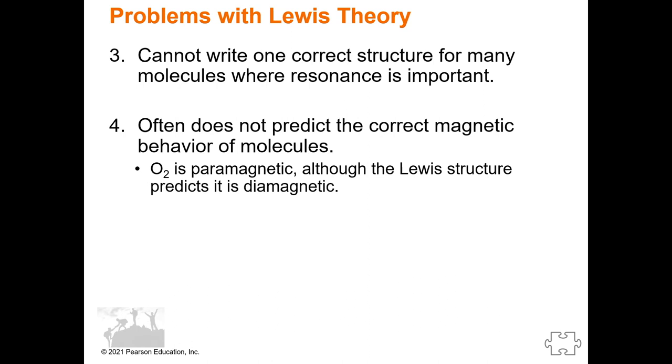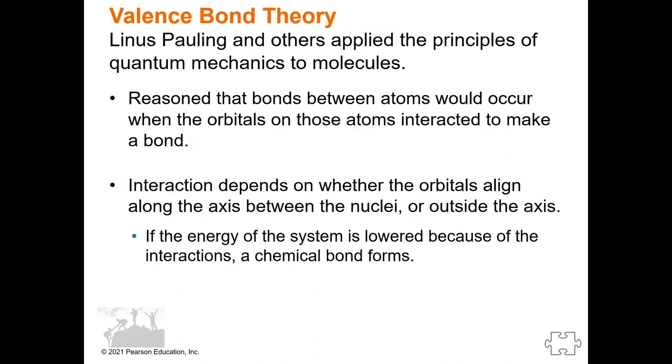Another problem deals with resonance structures. In the previous chapter, we had to draw many different resonance structures with the double-headed arrows to represent the resonance hybrid. Another issue is magnetic behavior of molecules. So with O2 specifically, if you draw out the Lewis structure, you'll see that all the electrons are paired up as if it was diamagnetic. But experimentally, we know that O2 is paramagnetic. So now we have a new bond theory to study, valence bond theory. And that involves quantum mechanics.